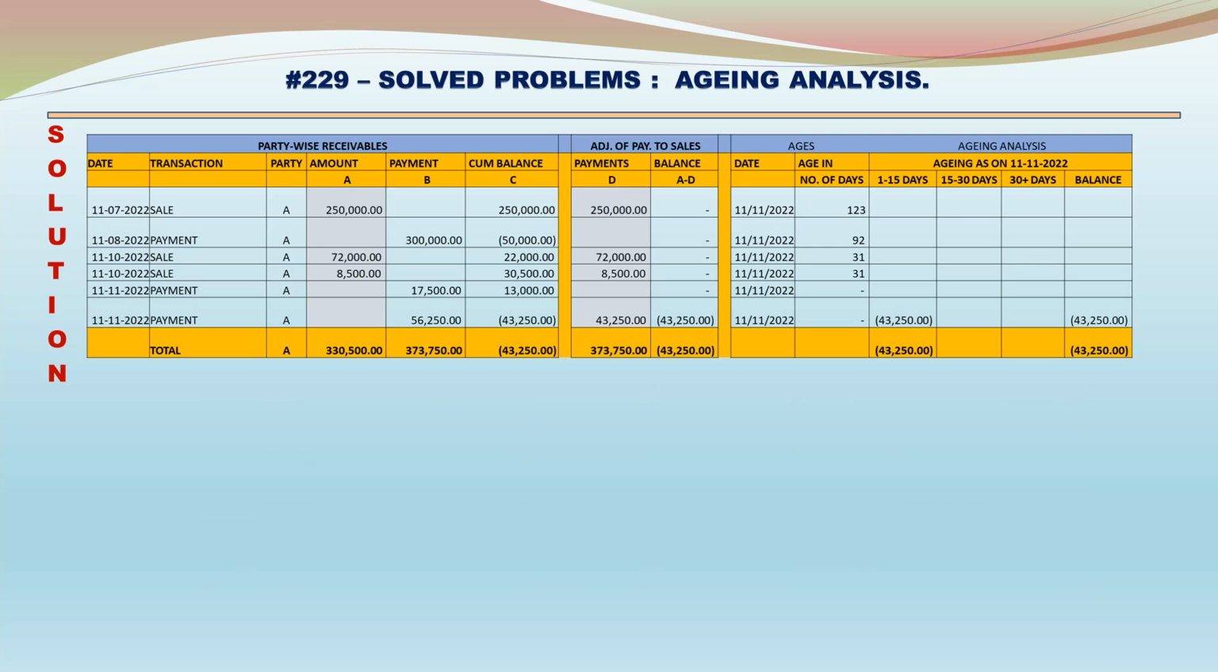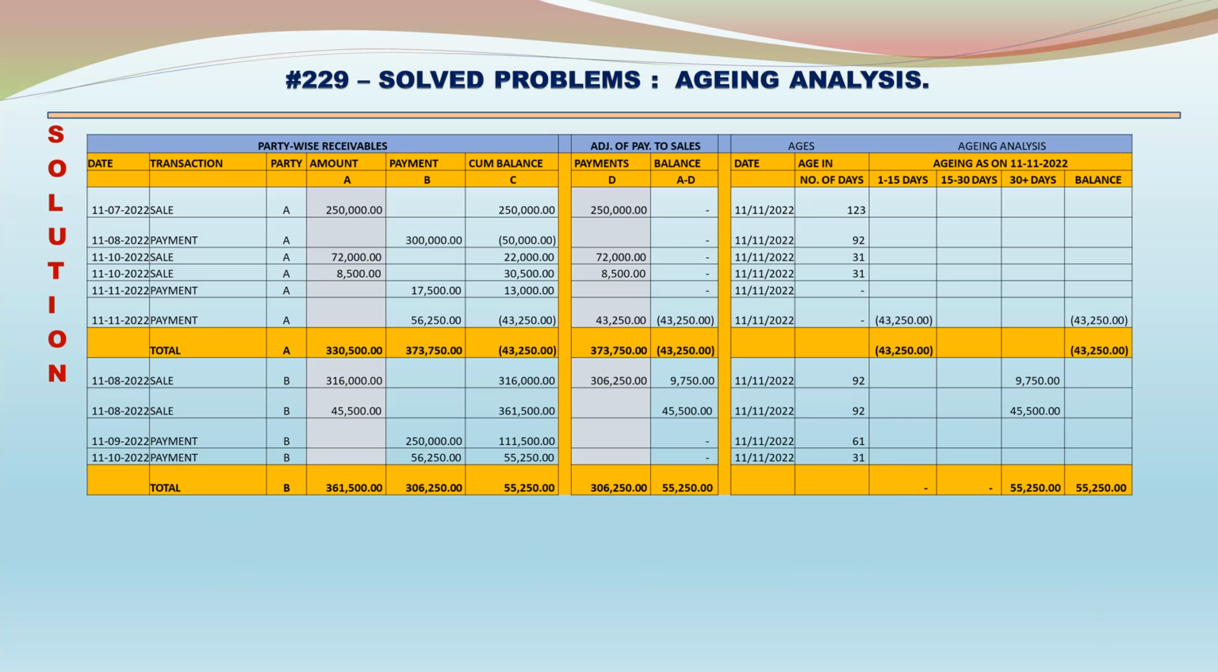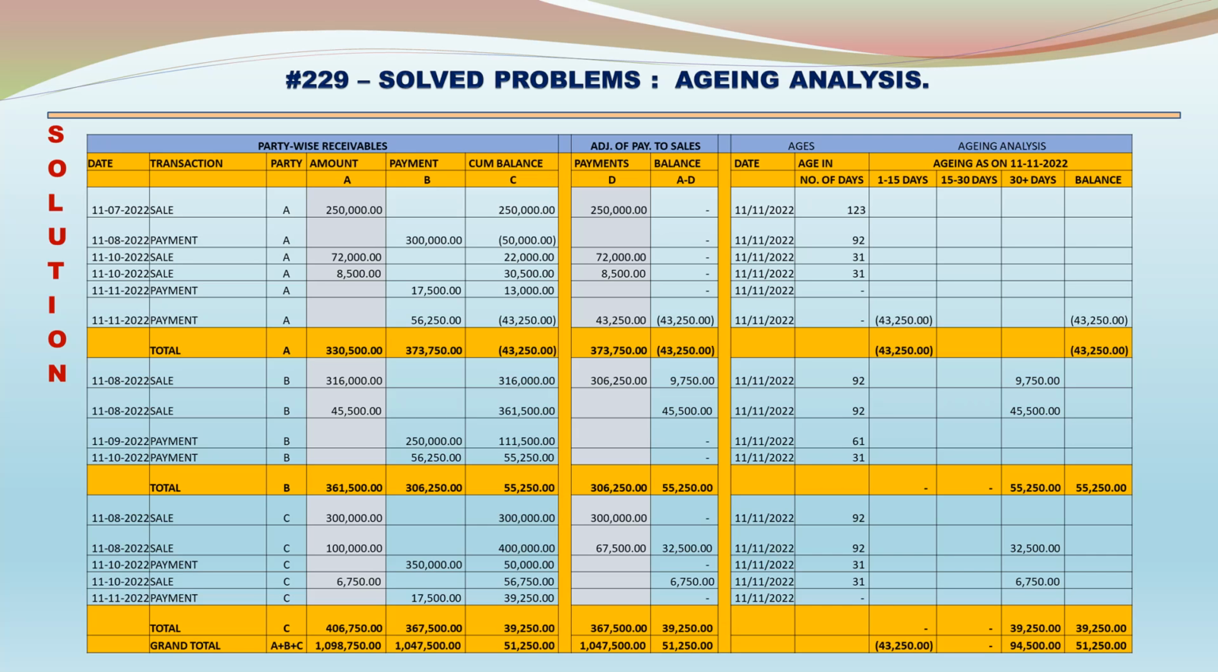Let us put the number of days outstanding in the aging analysis. In case of A, there is an excess payment of 43,250 on the payment made by him on 11th November. So it comes under 1 to 15 days. In the case of B, there is an outstanding 9,750 from the sale of 8th November. So it comes under 30 plus days. In the second transaction, there is an outstanding of 45,500. Total sale is unpaid. Total receivable from him more than 30 plus days is 55,250. In the case of C, 32,500 is due from his sale of 100,000 on 8th November. So it comes under 30 plus days. Similarly, the 6,750 sale to him is still unpaid, so it also comes under 30 plus days.